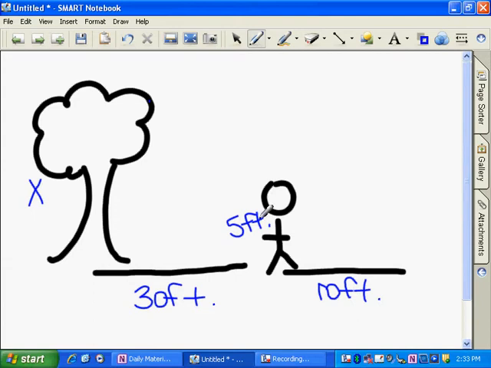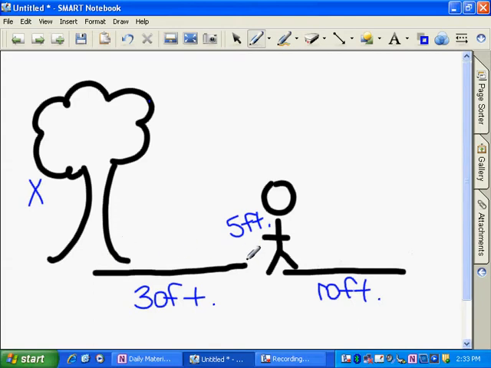Okay, if a person is standing next to a tree and that person is 5 feet tall and they cast a shadow 10 feet long, you can use that to help you figure out how tall a tree is if the tree casts a shadow that's 30 feet long.